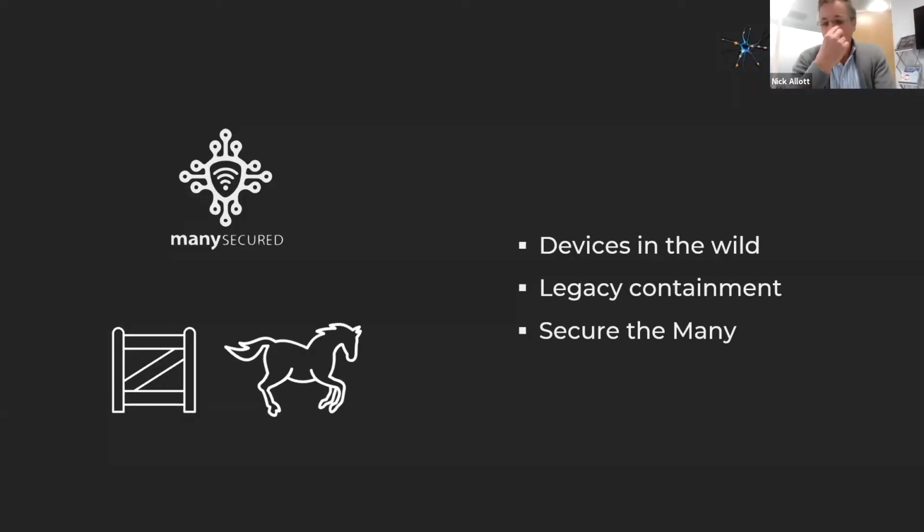Right, ManySecured. I think it's important to emphasize one of the design differences about ManySecured. It's all about what can you do about security at the gateway level? And the reason it's framed like that architecturally is because it's an honest recognition that there's a lot of insecure devices already out there.